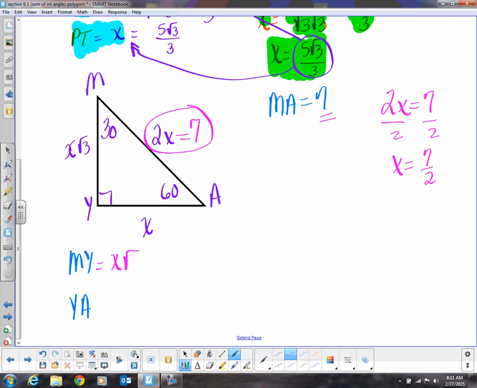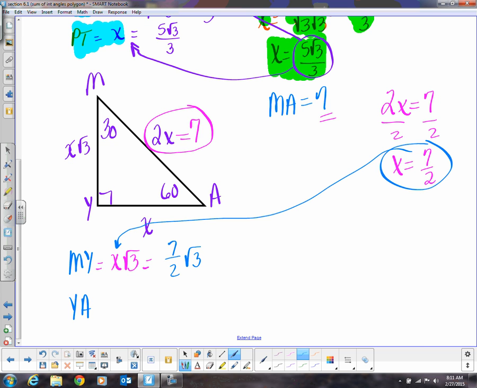It's x square root of 3. So we're going to take this 7/2, which is what? And we're going to put it in for x, making it 7/2 square root of 3. Now, what is y? It's just x. Therefore, we're going to take our x and substitute 7/2. One equation. Everything else is substitution. Okay, do you see how I got x?